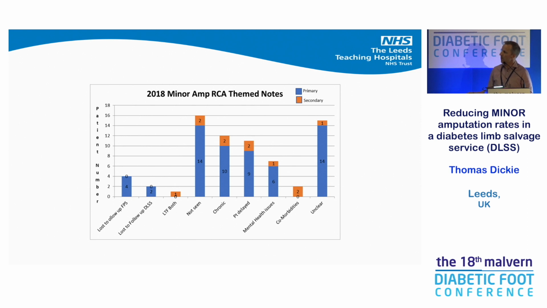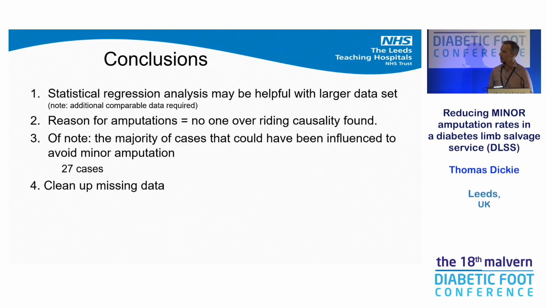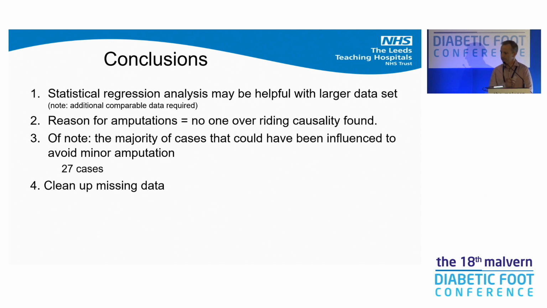This is just the themes that we've got out of that, the fact that we've got not seen and patient delays in there, which is high. So in conclusion, we could do a regression analysis, but we need larger data and a comparable one. There's no overriding causality, but infection was high for this group, and I think that's from a delay point of view. And of note, 27 of the cases we could have influenced, and we didn't influence, of the 59. And we need to clean up some of the missing data in the database. It's about 5%. Thank you.